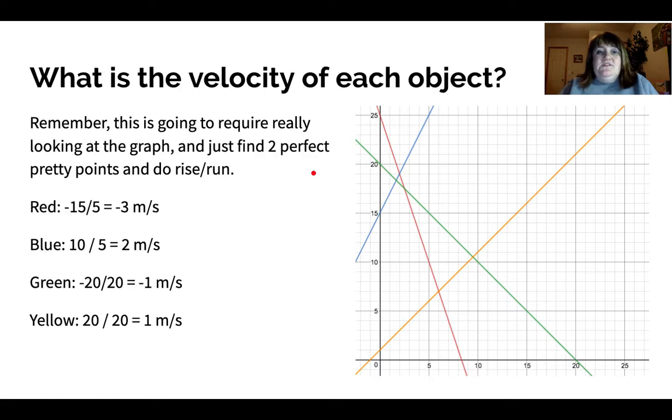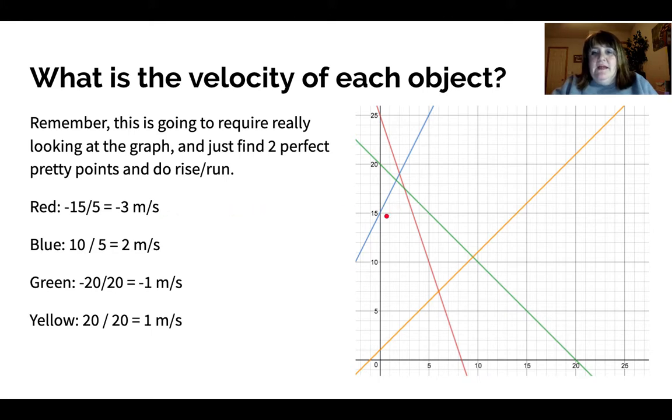Okay? Also with a graph, you can still find the velocity. Remember that velocity is the slope of the graph. It's the rise over the run. So in order to find rise over run, you've got to find two perfect pretty points, and I'm going to try to make them as obvious as I can. Starting with the red line, this is the point 0, 25 and the point 5, 10. That's a distance of negative 15 over 5, which makes a velocity of negative 3 meters per second.